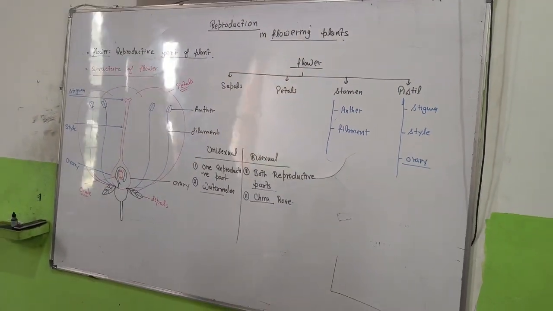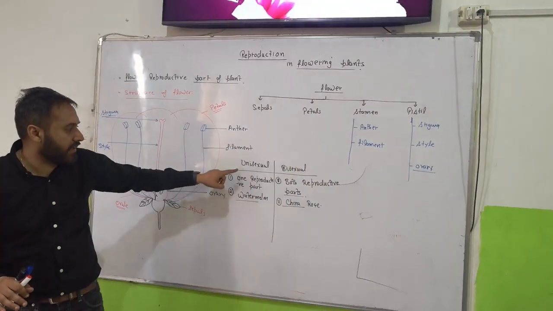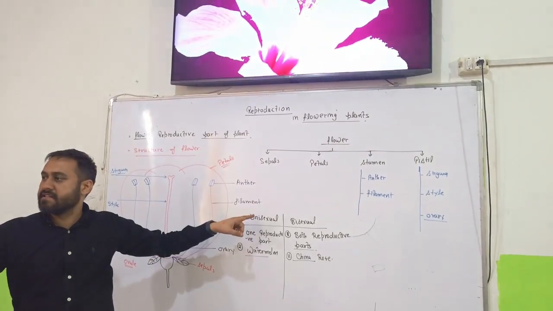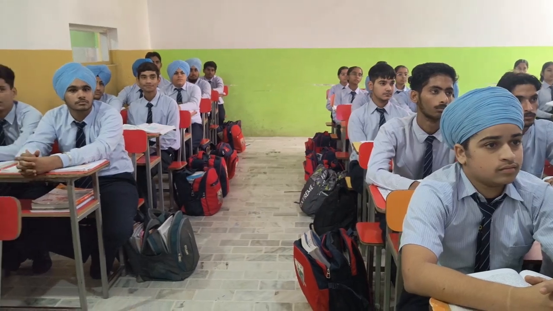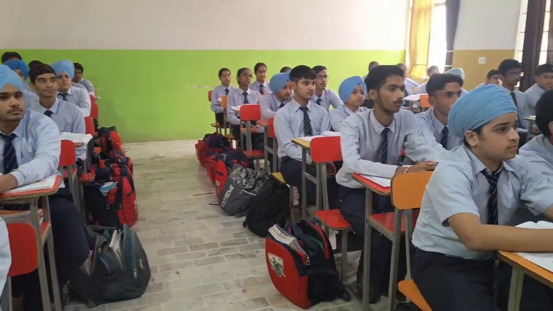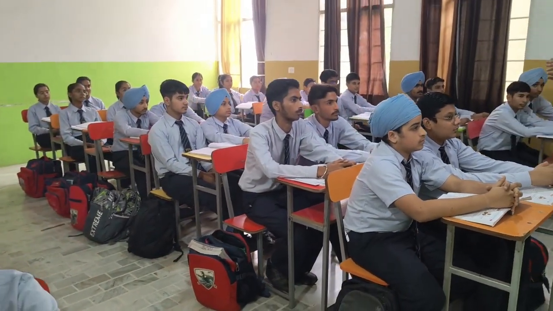Getting the point? Now, the flower can be of two types. One, having both the parts, called a bisexual flower. And the flower with one reproductive part only. It is either stamen or pistil.